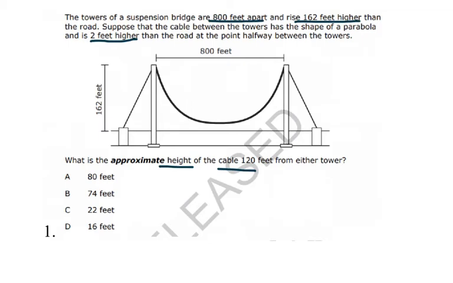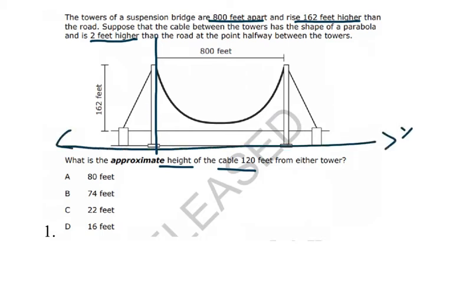Okay. So we have 2 towers. They are 800 feet apart. They are 162 feet high off the road. Suppose that the cable between the two towers has the shape of a parabola, which we see in our picture, and it's 2 feet higher than the road at the point halfway between the two towers. So what I want you to do is think about putting this on an XY coordinate.